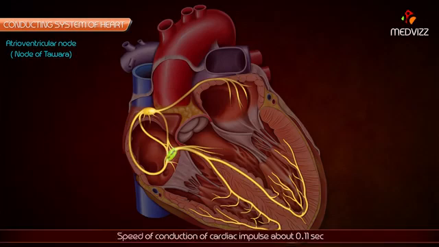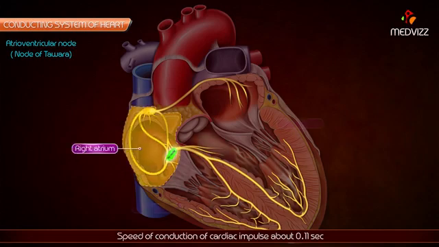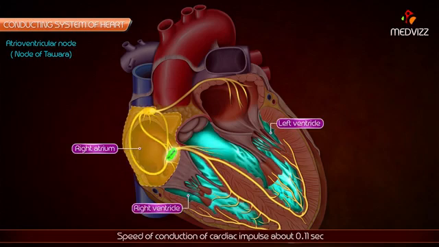The speed of conduction of cardiac impulse, which is about 0.11 seconds, provides sufficient time to the atria to empty their blood into the ventricle before ventricles start contracting.